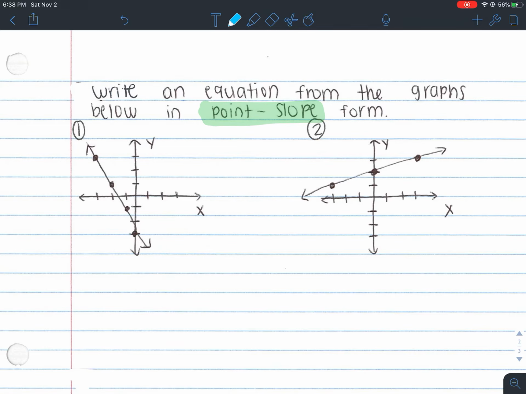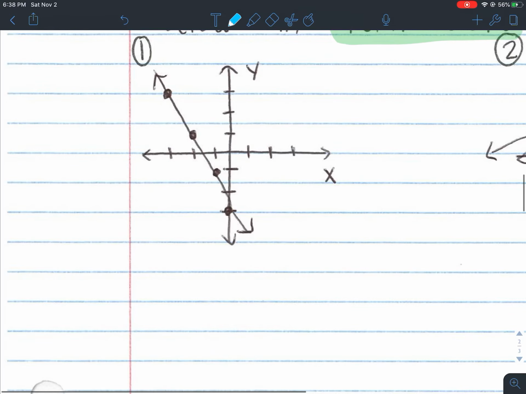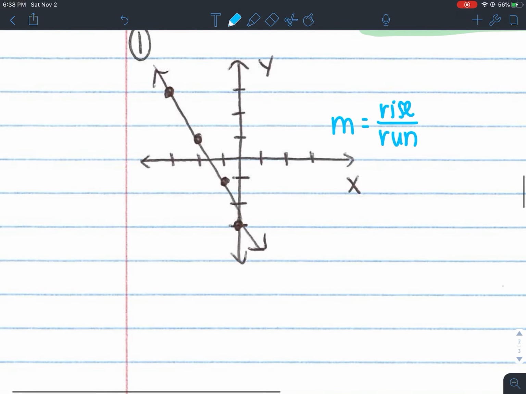That means I need a point and a slope. So let's go ahead and first find our slope. It doesn't really matter where we find our slope or what points we choose, but we need to use rise over run. That's the easy way to find the slope. The hard way, which is still a way you could use, is that you need to pick 2 points and then use the slope formula.